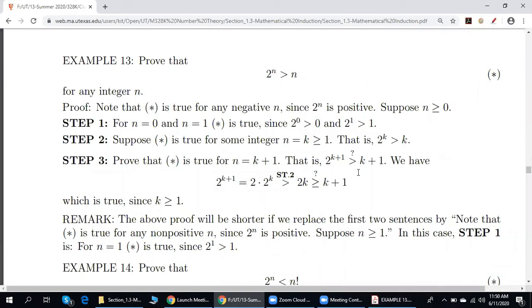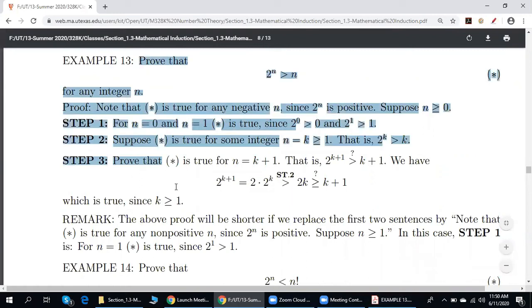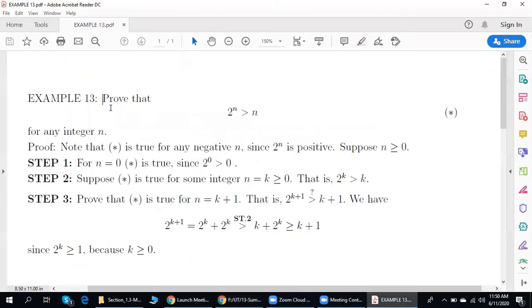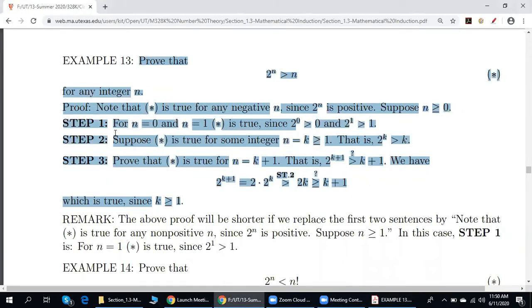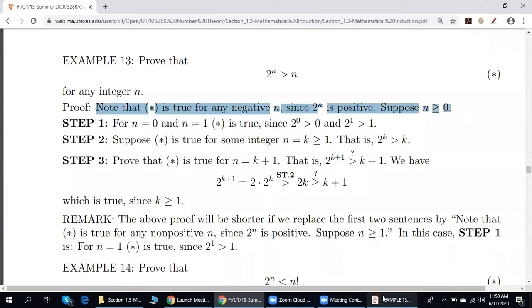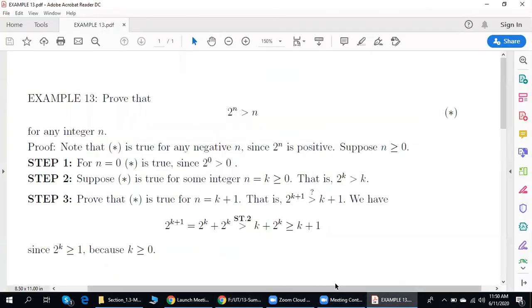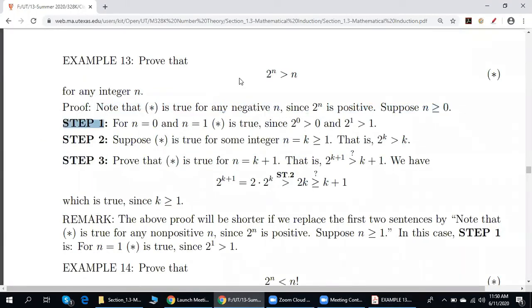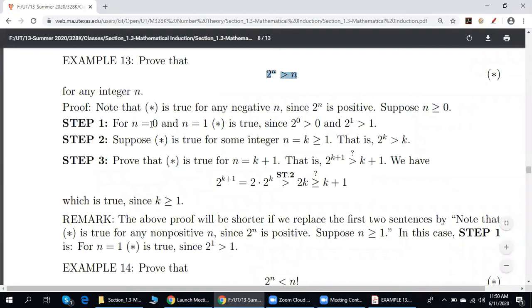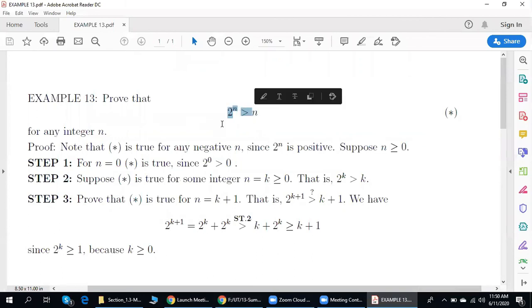Well, actually, 3 things. I would say if you compare this and this, we made changes in all 3 steps. We leave sentence number 1 without change. Sentence number 1 here is the same as sentence number 1 here, but step 1 is different. Over here in step 1, we show that this is true for both n equal to 0 and n equal to 1. Over here, we show that this is true for n equal to 0 only.